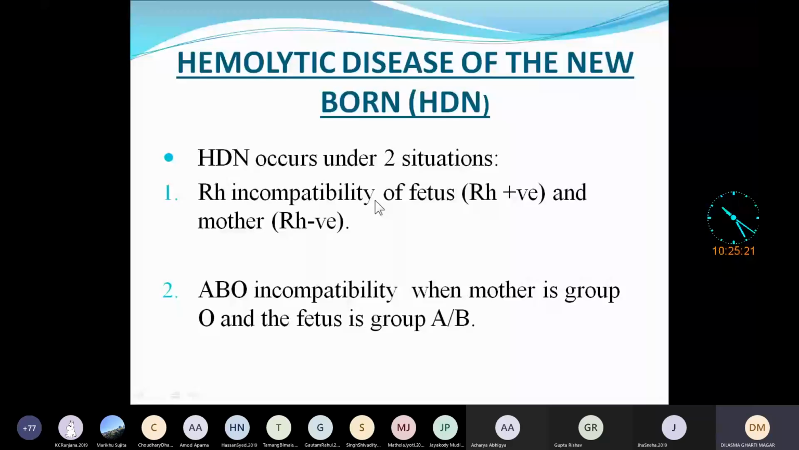Now in the case of ABO incompatibility, the mother has to be the O blood group and the fetus can be either A blood group or B blood group or AB. Understood? Clear? Is this slide clear?